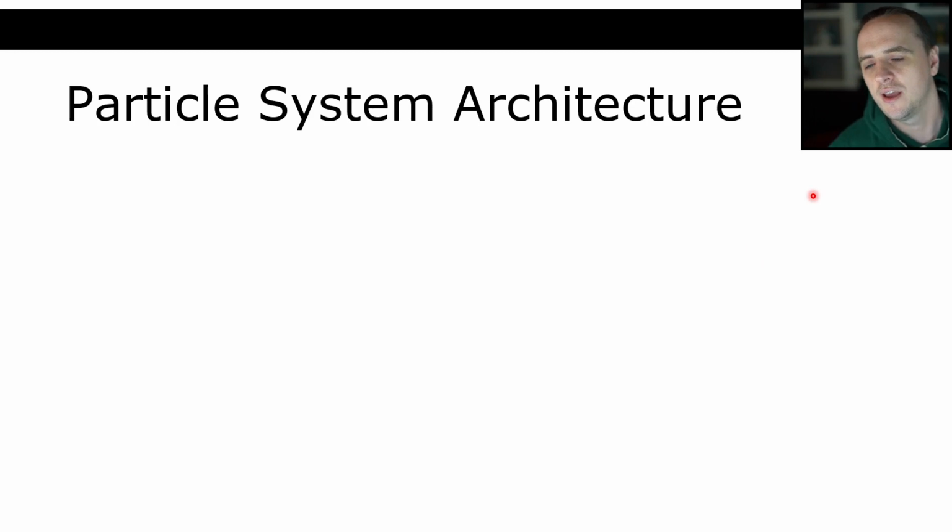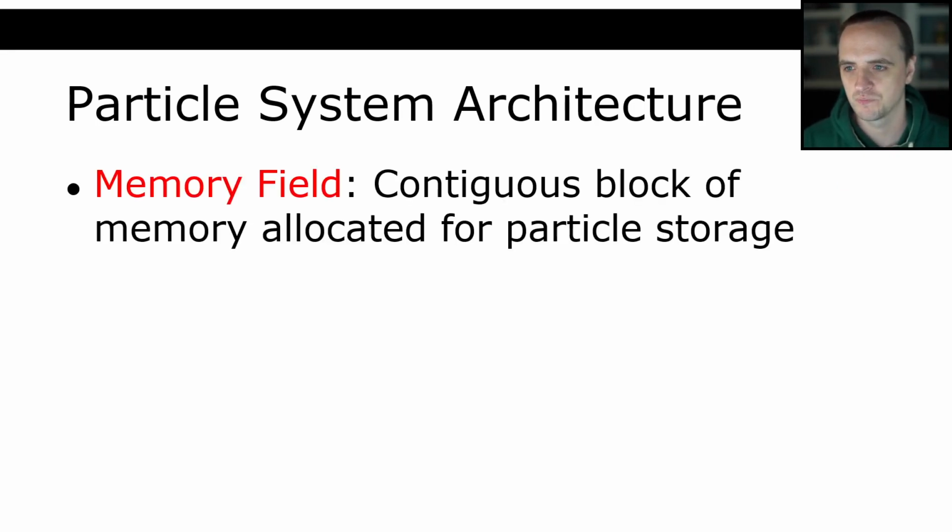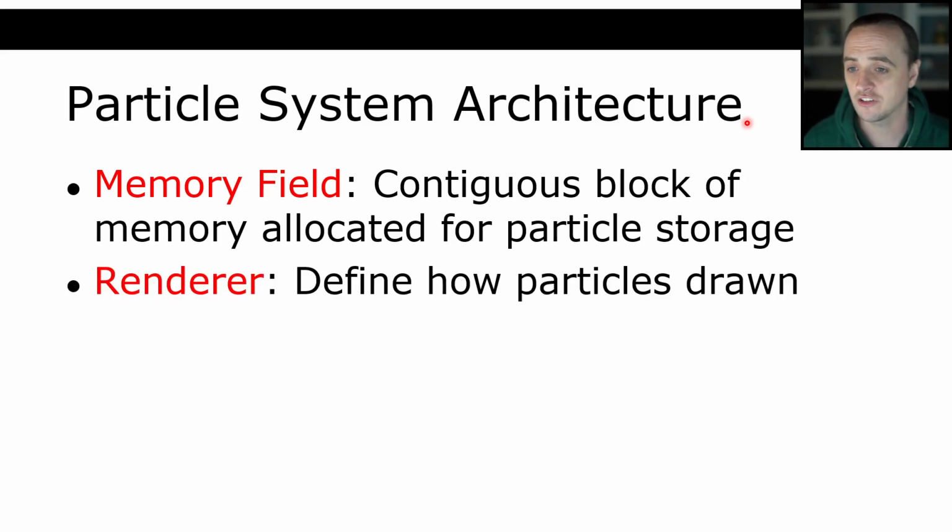So here is sort of the overall architecture of a common type of particle system that you'd have. First is that you'd have some sort of memory field. This is the way that Valve describes their particle system. And a memory field is going to be a contiguous block of memory that's allocated for particle storage, right? And we talked before, if you go back to one of the previous lectures on the memory pooling, contiguous memory is amazing for cache coherency. It's going to have a renderer, right? So we're going to have to define somehow how the particles are actually drawn to the screen.